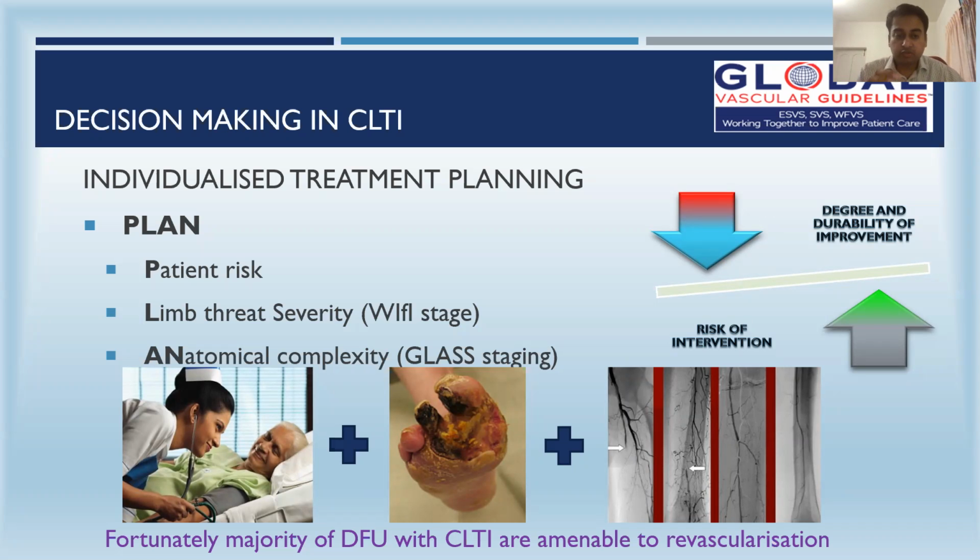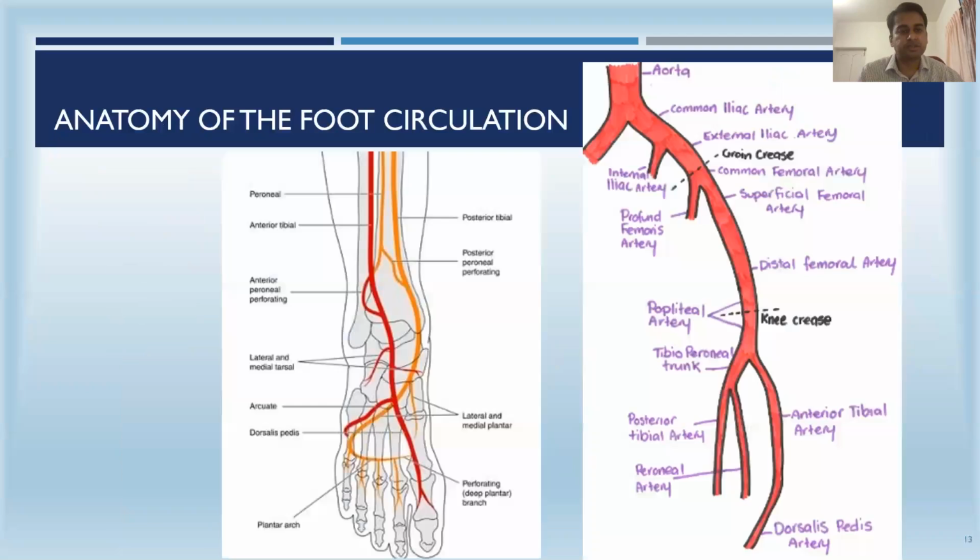Now, I would like to stress here that most CLTI or diabetic foot ulcers are actually amenable to revascularization, and we should try to offer it to almost all patients. We all know the anatomy of the foot circulation, right from the aortic bifurcation, the common iliac, external iliac, the femoral arteries, popliteal artery, and finally the three tibial arteries, which give the pedal circulation and formation of the pedal arch.